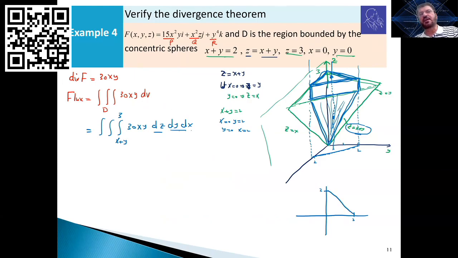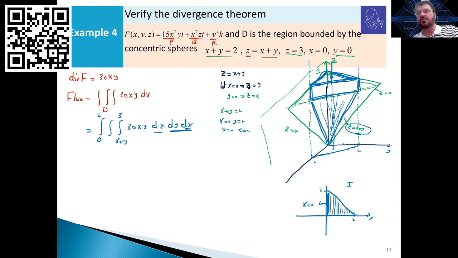Since I made it dy dx, I'm going to take a region of type 1. Take any vertical line. The line is going to start from x equal to 0 and keep on covering until it stops here. What's this on the x-axis? Again, 2. So x goes from 0 to 2.